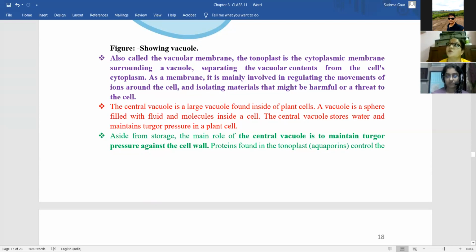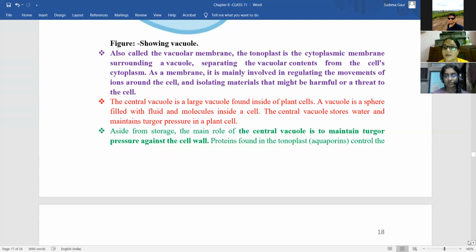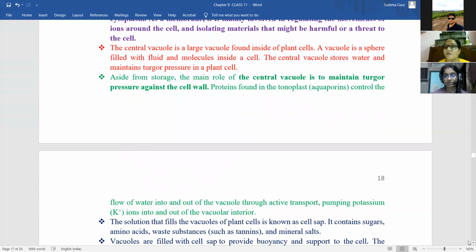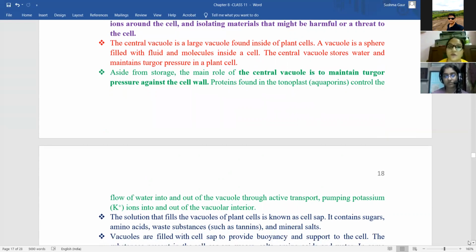Okay, so because it is membrane bound, what is the main function? It will prevent anything from coming inside the vacuole, as well as it will divide the vacuolar contents from the outer cytoplasm, or the outer portion of the cell.